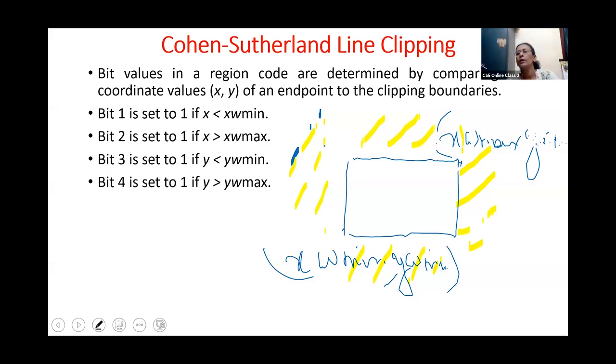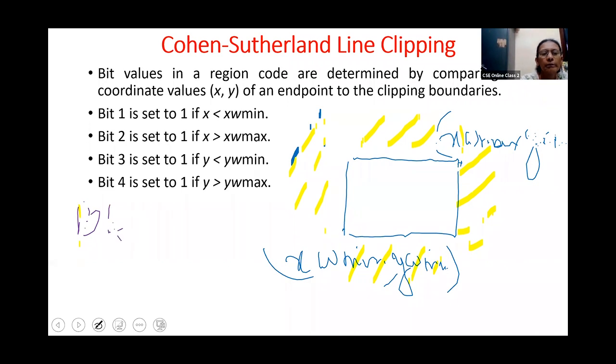Yes, some people are asking me to repeat, so I'll repeat. When you are asked to program, in our case our clipping window was a small one, so we are able to see the figure and give the region codes correctly. Now suppose you have a huge clipping window which you are not able to see. You are only defining XW min, YW min, XW max, YW max. That is a clipping window. Now how do you set the 4 bits?